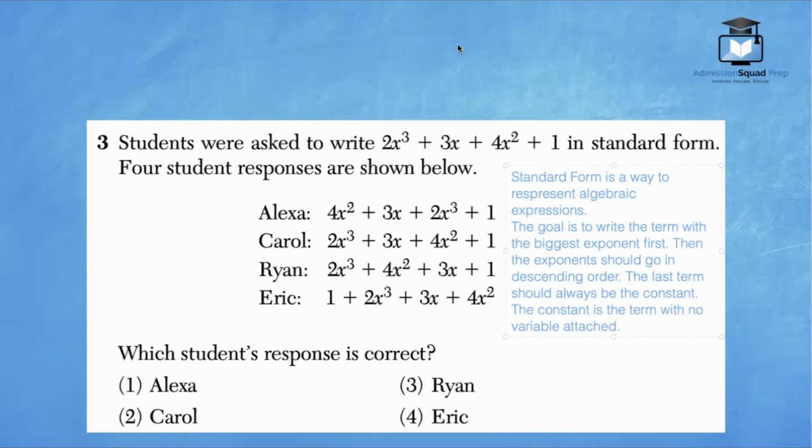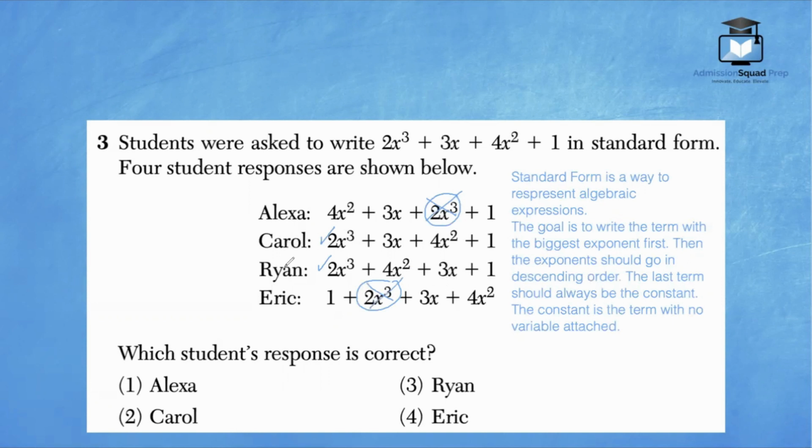So let's take a look at the different answer choices that we have for these students. Alexa decided to put the term with the biggest exponent right here, so this answer is incorrect. Carol decided to put 2x cubed, which is the term with the biggest exponent, first. So she is on track for right now. We're going to check the other terms, but we at least know that this term is in the right position. Ryan also has 2x cubed in the correct position. And Eric decided to put 2x cubed second, so he is also incorrect.